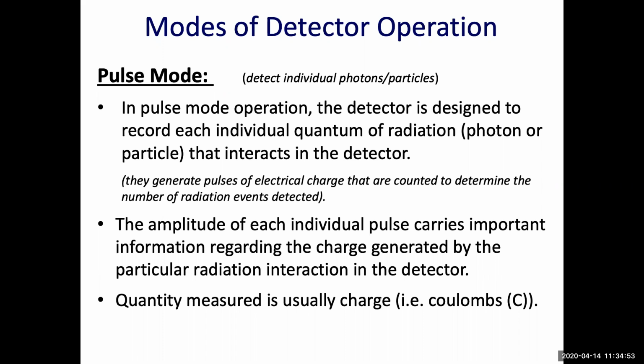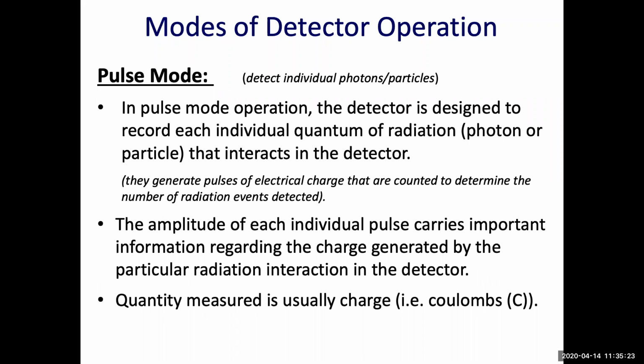The amplitude of each individual pulse carries important information regarding the charge generated by a particular radiation interaction in the detector. So if we examine a large number of such pulses, their amplitudes will not all be the same. Variations may be due either to differences in the energy of the incident photon or to fluctuations in the response of the detector to a monoenergetic source.